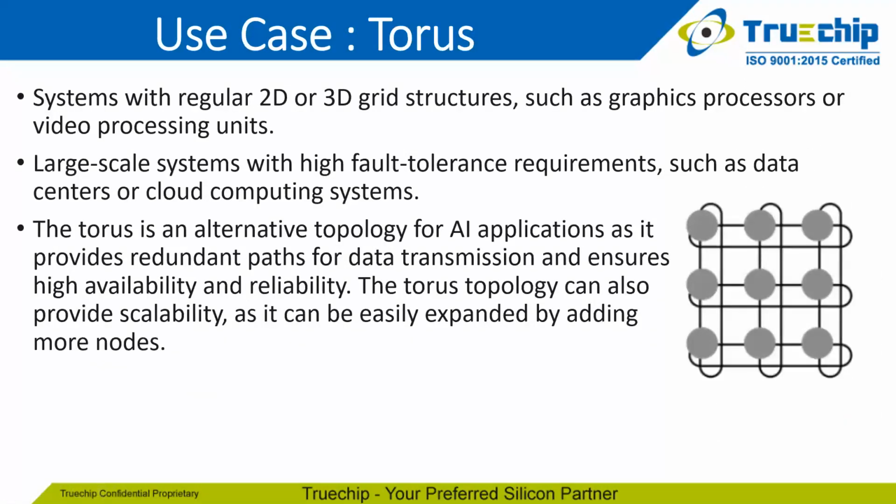Torus, let's look at this also. Torus is a system where 2D and 3D grid structures are there. For GPUs and VPUs, this is the correct kind of architecture one should go for. For large scale systems where high fault tolerance is required, such as data centers and cloud computing systems, Torus architecture would be it. It is an alternative topology for AI applications as well. Earlier we were talking about mesh. Compared to those, Torus gives high availability and reliability. They can also provide scalability, and it is easier to expand by just adding nodes.